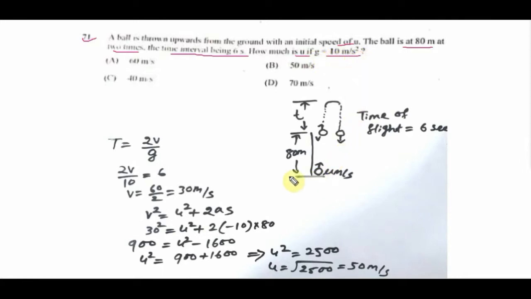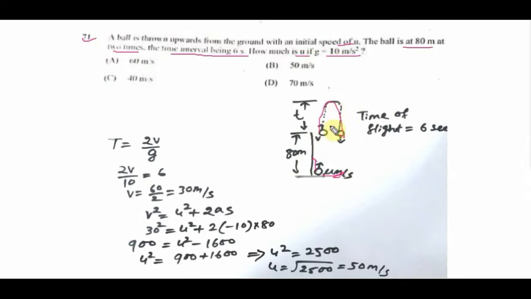So here a ball is thrown upward with a velocity of u meter per second. And the height is 80 meter. And now the ball is here, and this ball will again come down.